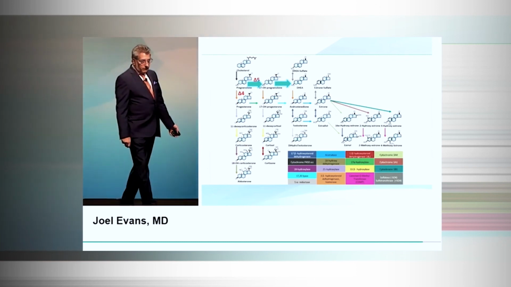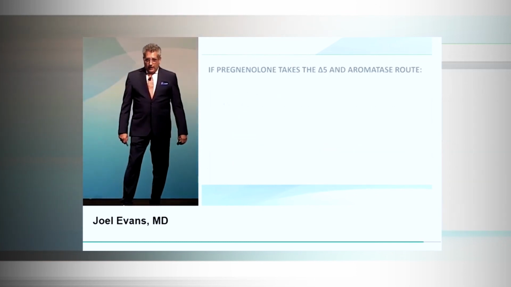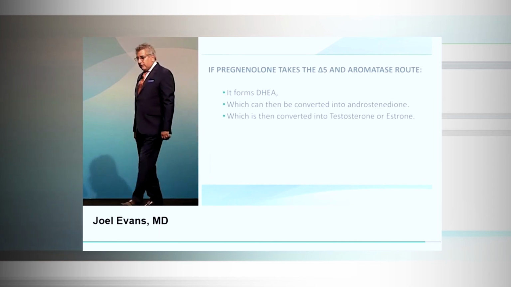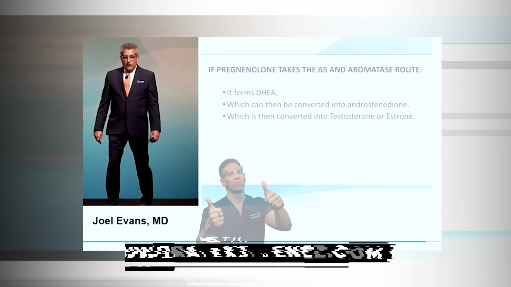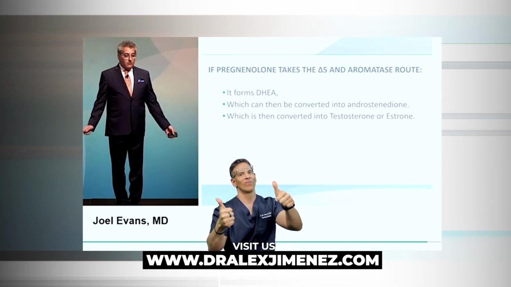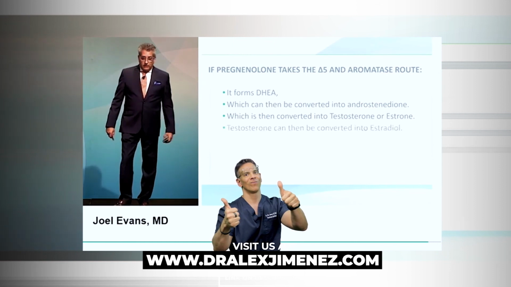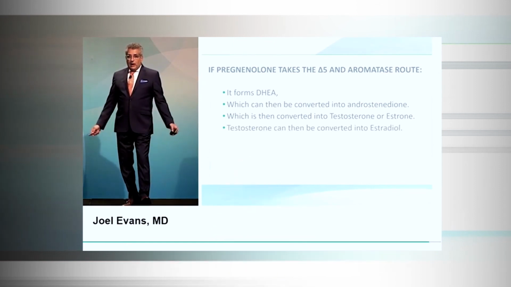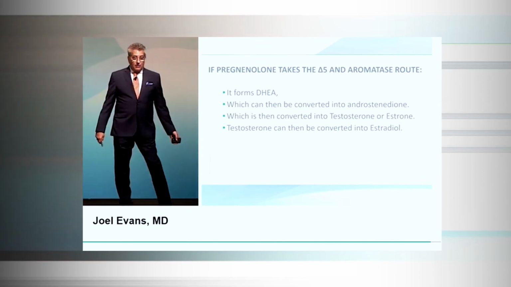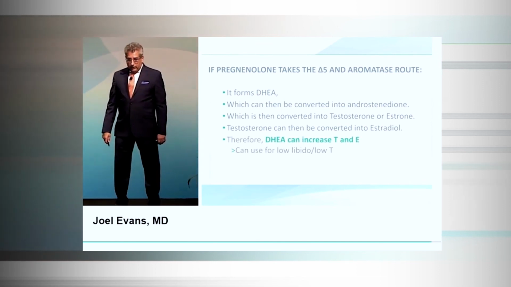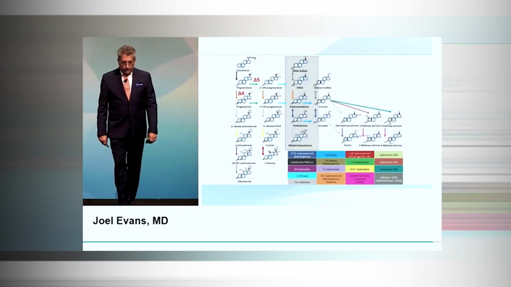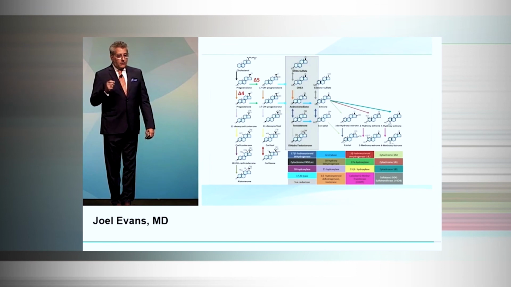If it takes the aromatase route, this route, the number 5, and we form DHEA, that can be converted into androstenedione, which can become testosterone or estrone. The takeaway here is if people are being given DHEA or actually taking DHEA because it's OTC, they can be raising sex hormone levels. I had a patient who came in taking a lot of DHEA, and I believe that led to a recurrence of her breast cancer. So DHEA can increase testosterone and estrogen. That's the takeaway here.